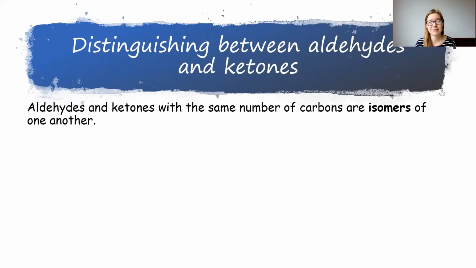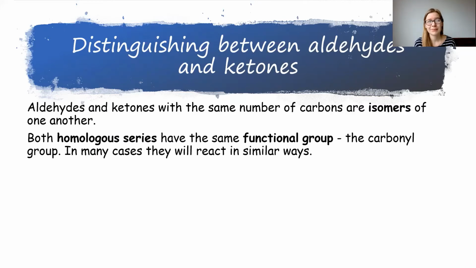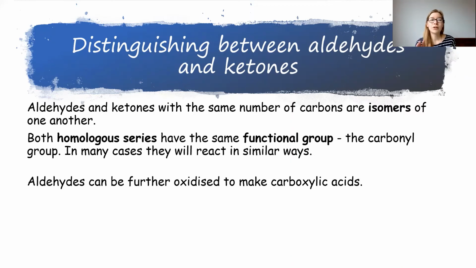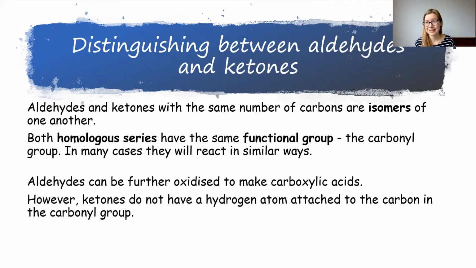Aldehydes and ketones with the same number of carbons are isomers of one another. So remember, isomers mean that they've got the same molecular formula but different structural formula. Both homologous series have the same functional group, that's the carbonyl group, and in many cases they react in similar ways. But when we're looking at partial oxidation, we'll notice something different, because aldehydes can be further oxidized, but ketones can't. Let's show this with our molecules.